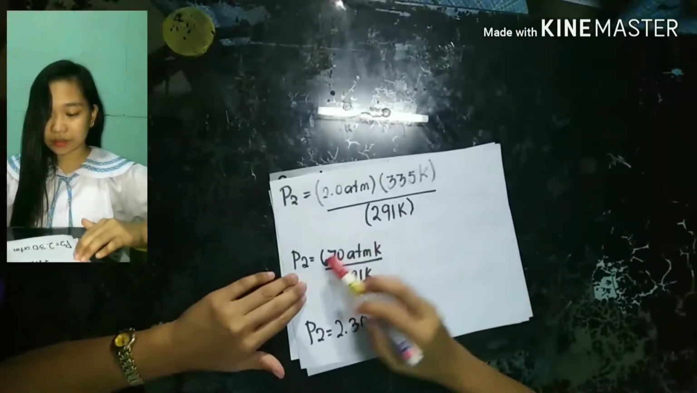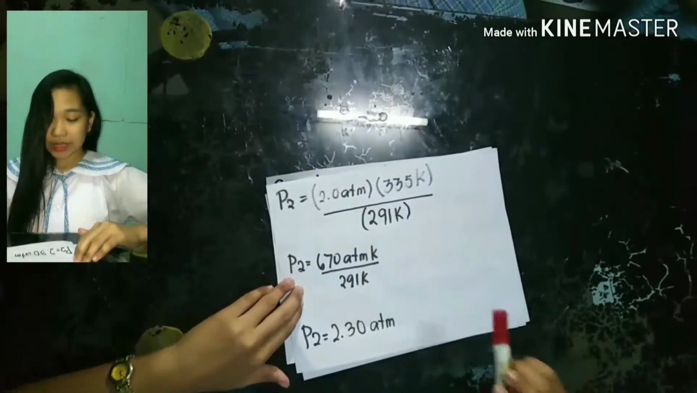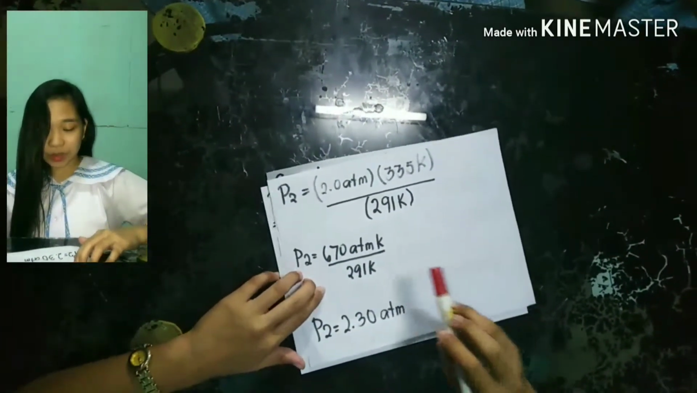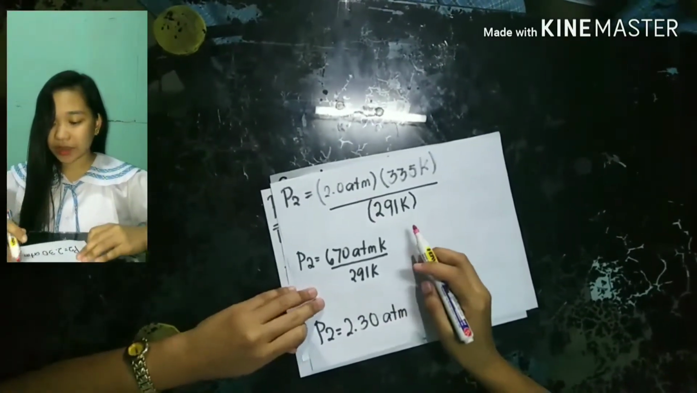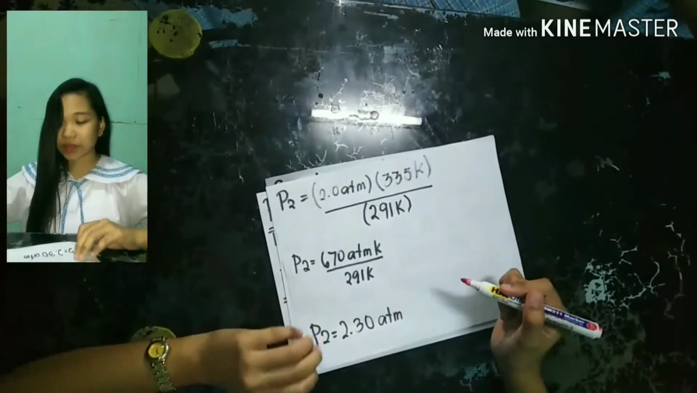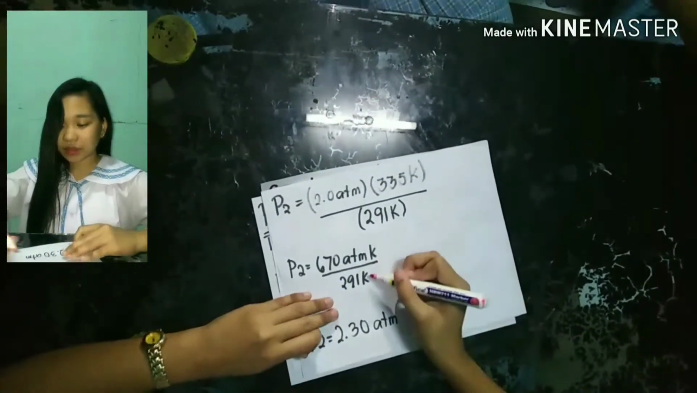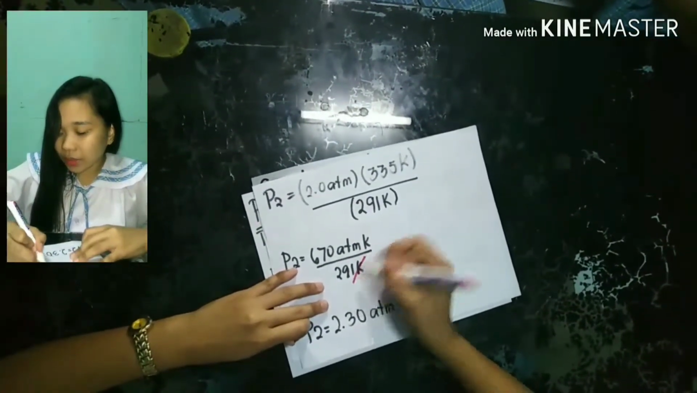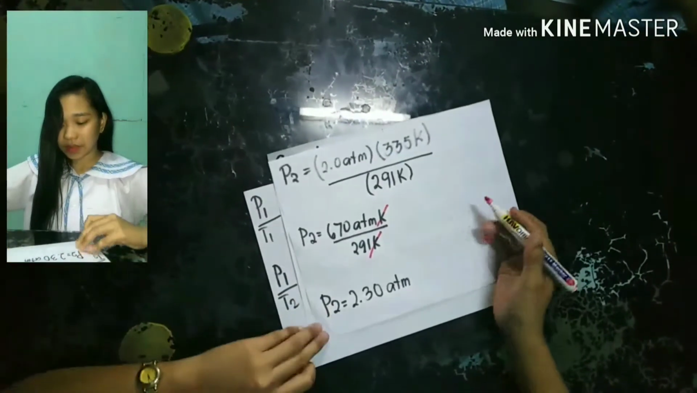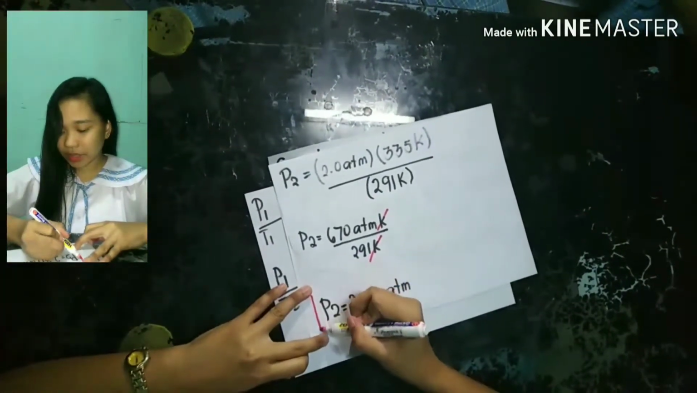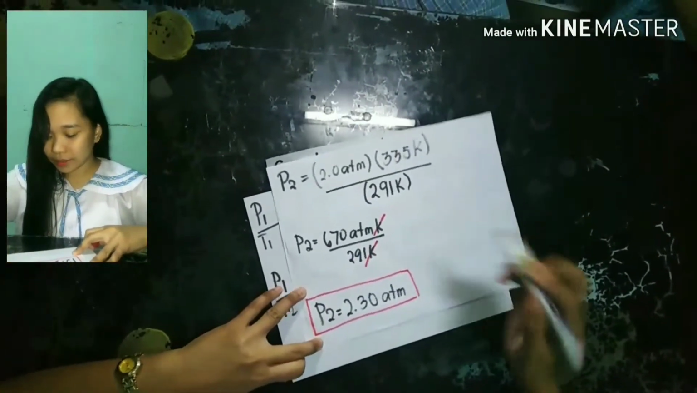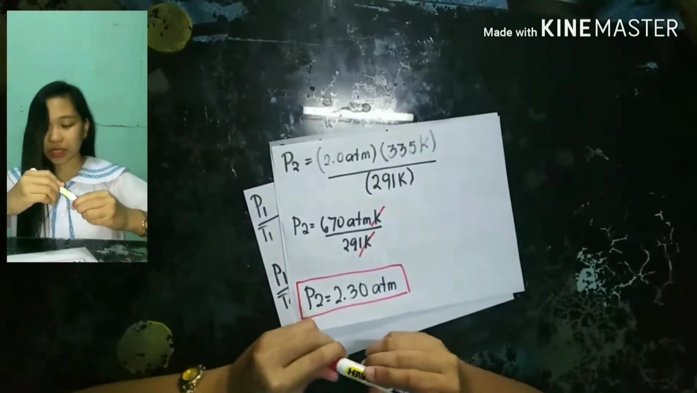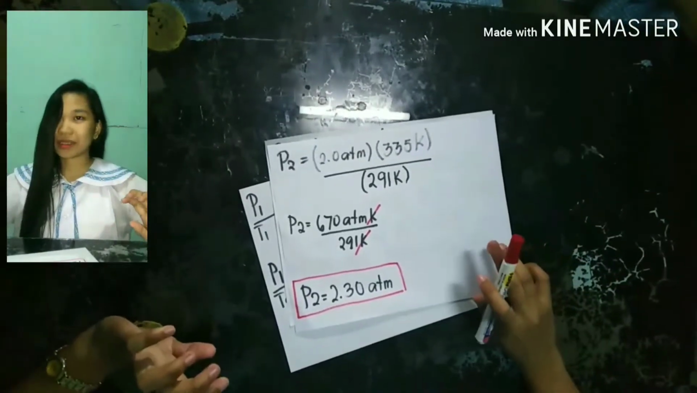And then final pressure is equal to 670 atmosphere Kelvin divided by 291 Kelvin. So we will cross out the Kelvin, and then the final answer is final pressure is equal to 130 atmospheres.